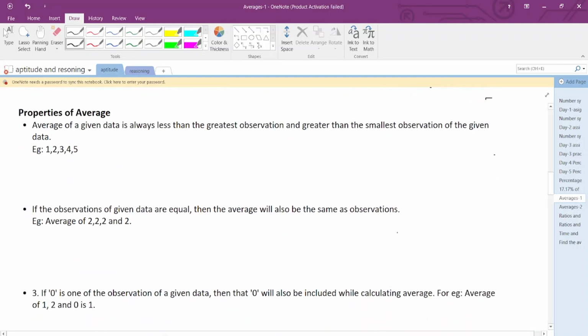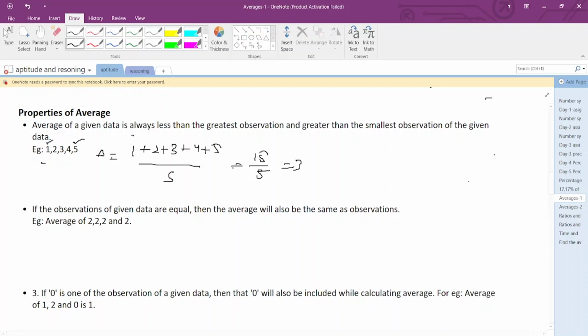Now before that we have to learn about the properties of averages. So what are the basic properties of average? See, basically the average of given data is always less than the greatest observation and always greater than the smallest observation of the given data. Let's solve this example. How do we find the average here? 1 plus 2 plus 3 plus 4 plus 5, right, by the total number of items. How many items are there? 5. So which means 15 by 5 is equal to 3, right? We got average equal to 3. Now observe this 3 in the given items. See, among 1, 2, 3, 4, 5, 1 is the smallest item and 5 is the greatest item, or else 1 is the smallest observation and 5 is the greatest observation.